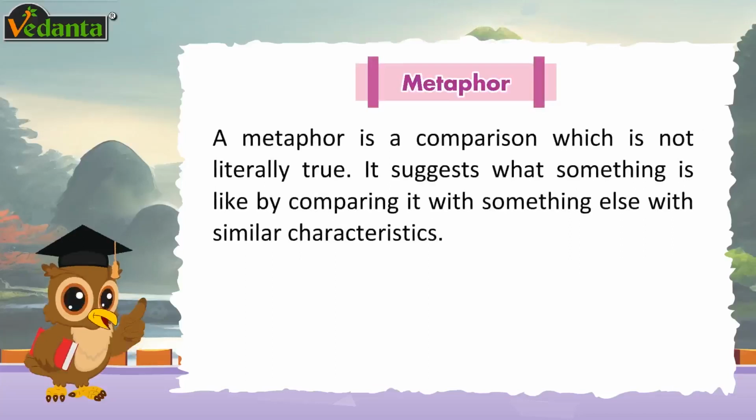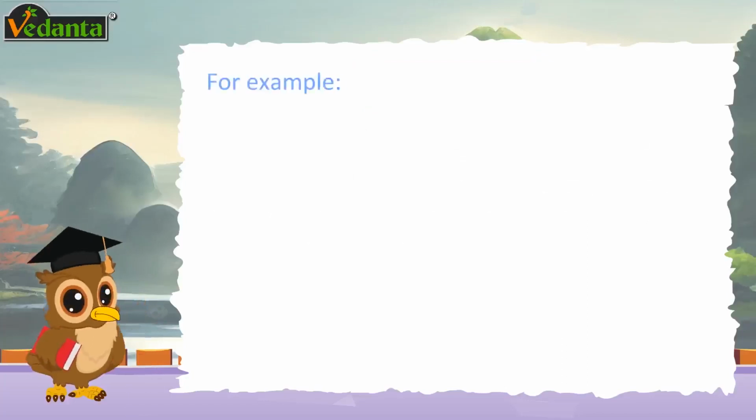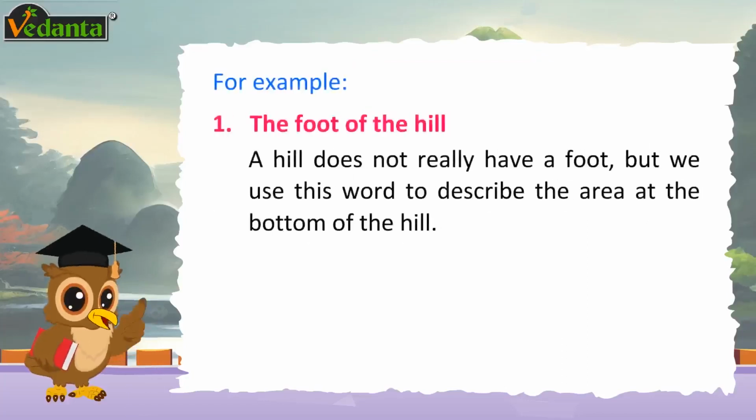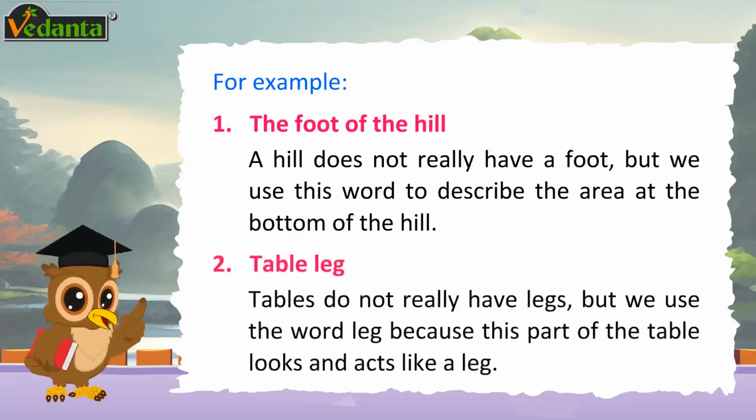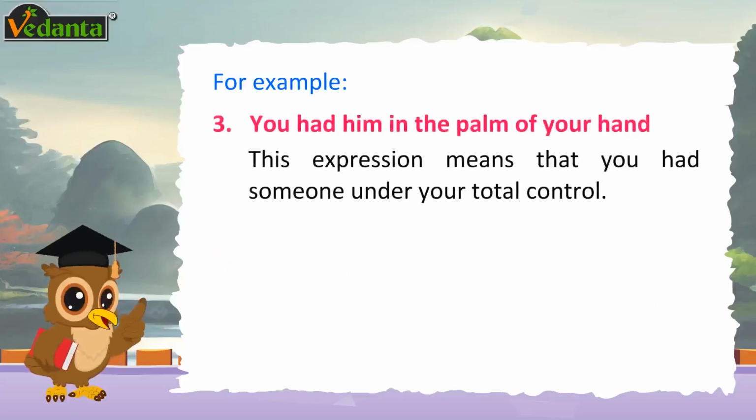Metaphor. A metaphor is a comparison which is not literally true. It suggests that something is like something else by comparing it with something with similar characteristics. For example, the foot of the hill. A hill does not really have a foot, but we use these words to describe the area at the bottom of the hill. Table leg. Tables do not really have legs, but we use the word leg because this part of the table looks and acts like a leg.